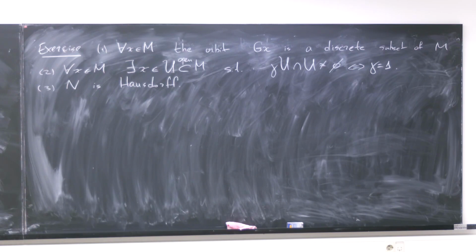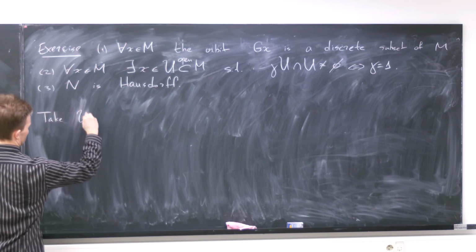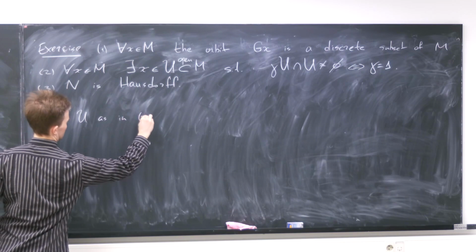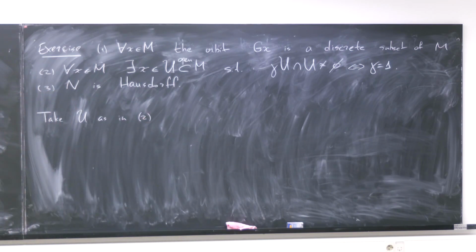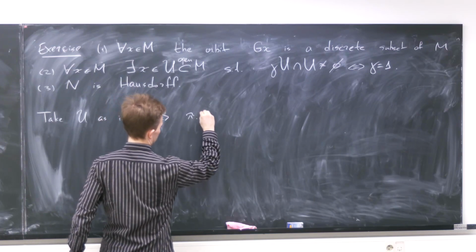Okay, so in particular, from this second part it follows that every point in M, if I take such a U as in the second part, then the image of U in N is homeomorphic; that is, pi is a homeomorphism from U to its image.